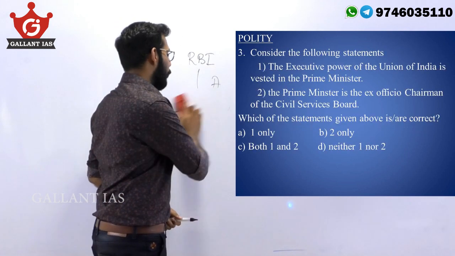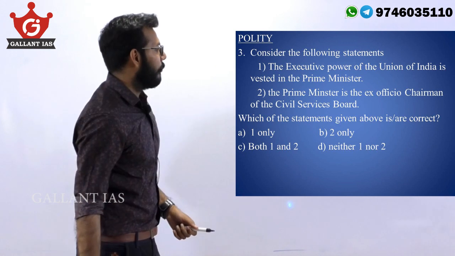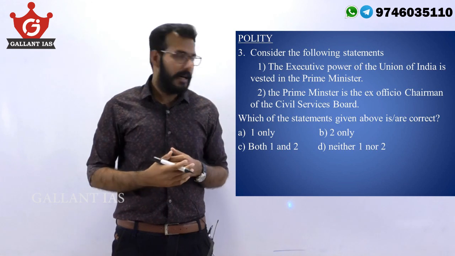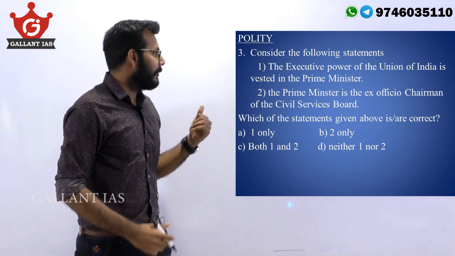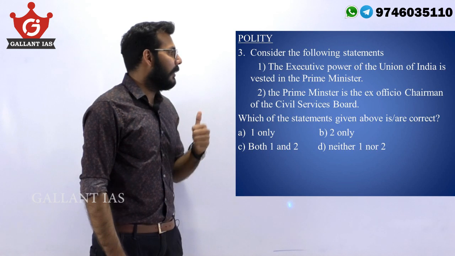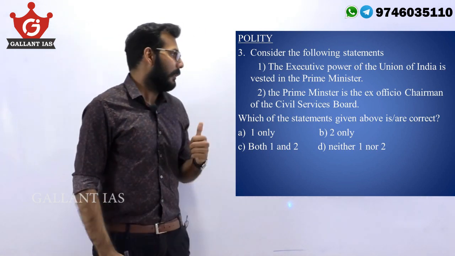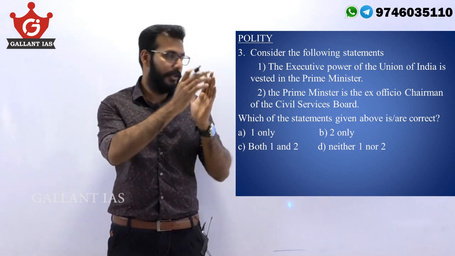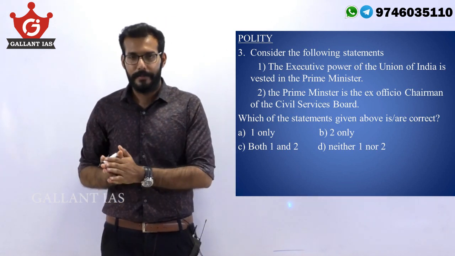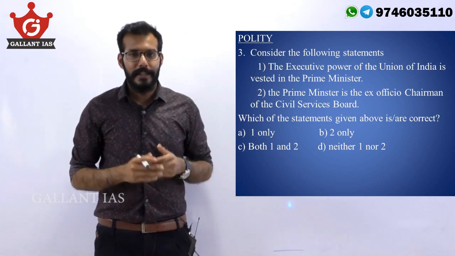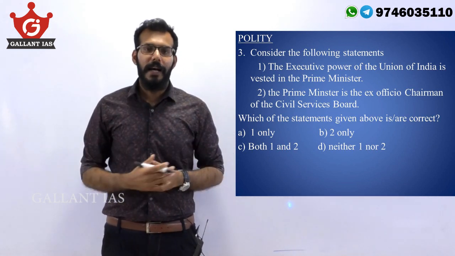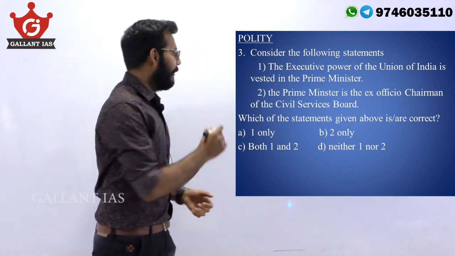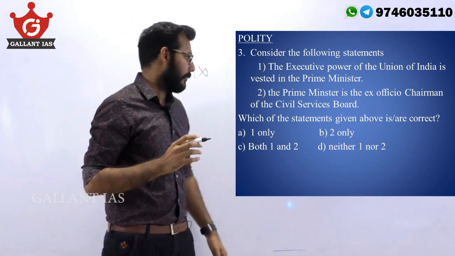Now consider a question from polity. Consider the following statements. Let's read each statement one by one and evaluate its merit. The first one is the executive power of the Union of India is vested in the Prime Minister, which is a wrong statement. The executive power in the Union of India is vested with the President. It is under his name that acts become law, and under his hand and seal that the executive actions are deemed to be taken. So the first statement here is wrong.